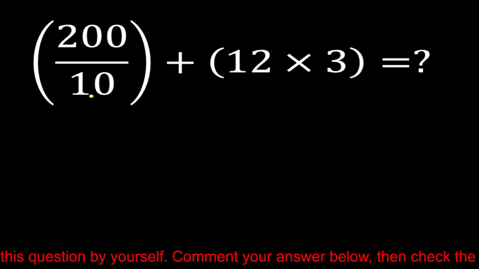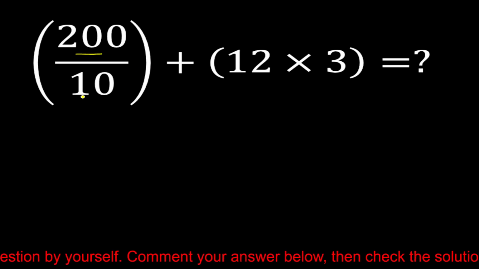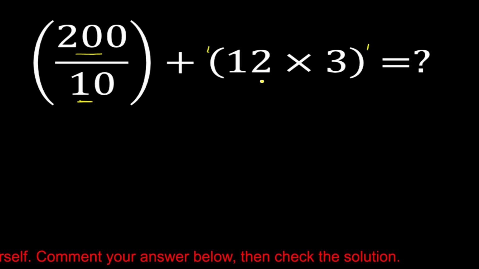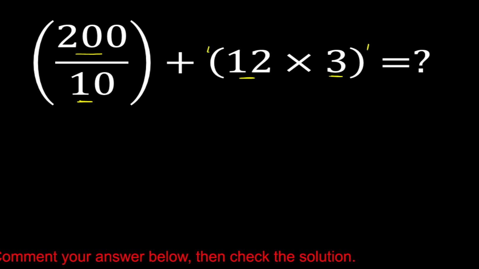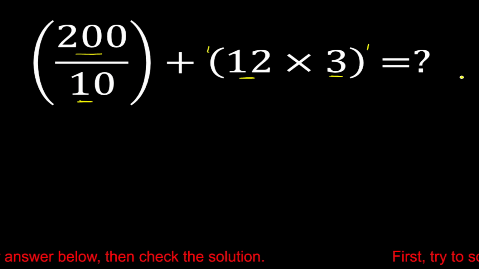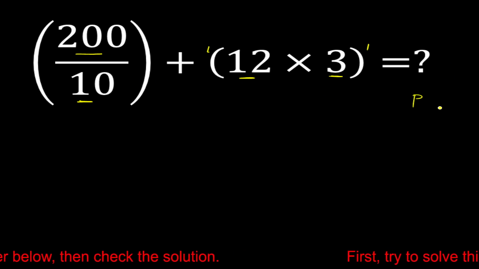So here we have a question: 200 divided by 10 plus, in the second parenthesis, 12 multiply 3. Okay, so now let's solve this problem correctly by using the PEMDAS rule.